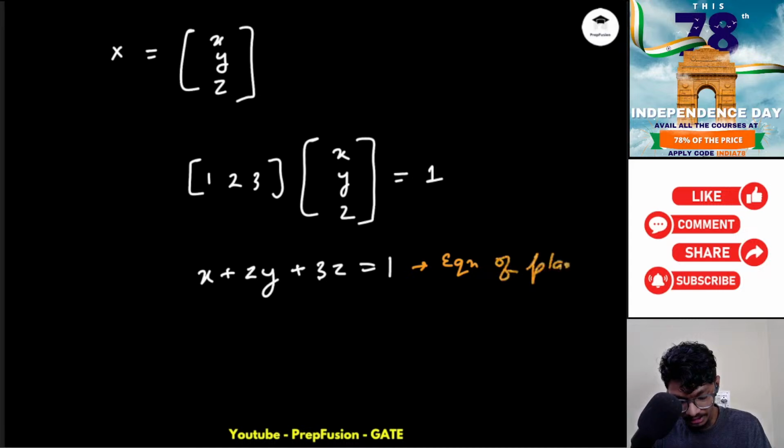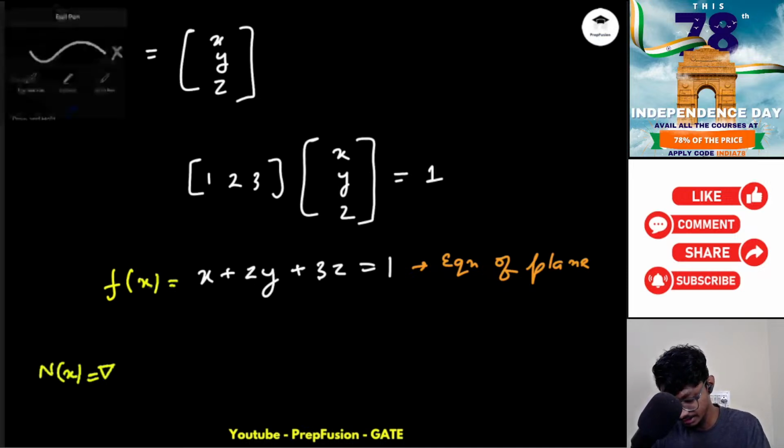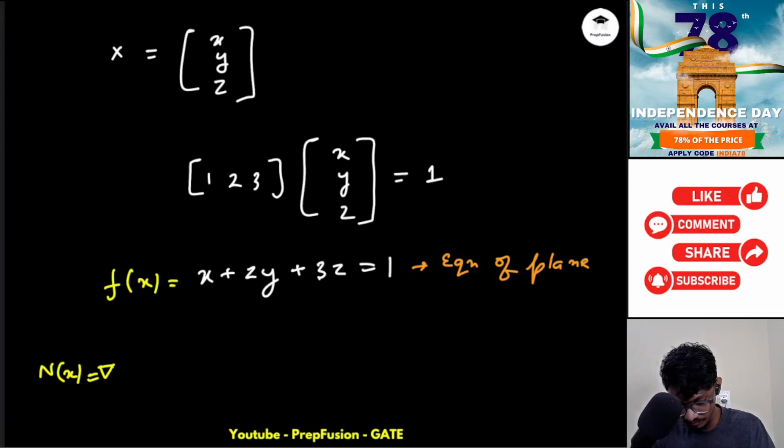Now how do we find a vector that is normal to this plane? So we use a concept known as gradient. Once you study vector calculus, you will understand the concept of gradient. So this is the plane, and to find the normal to this plane, I have to use the concept of gradient. So this will be grad of f. So gradient is basically this, right?